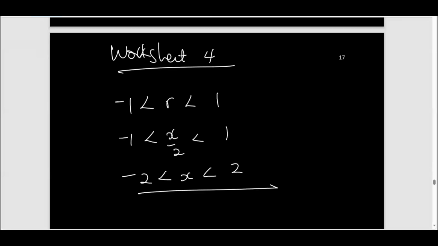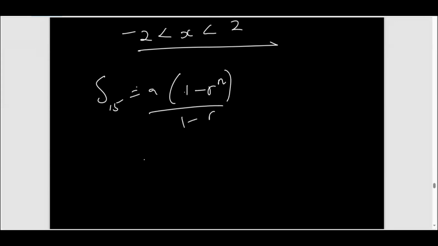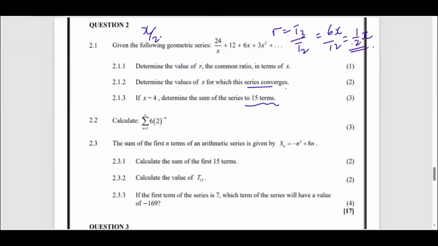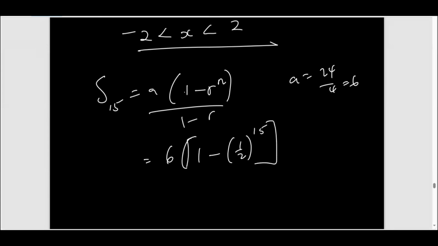So this is a geometric, okay? So S of 15 terms will be a into 1 minus r to the n over 1 minus r. Our first term was 24 over 4 now, which is going to be 6. So that's going to be 6 into 1 minus a half to the exponent of 15 over 1 minus a half.